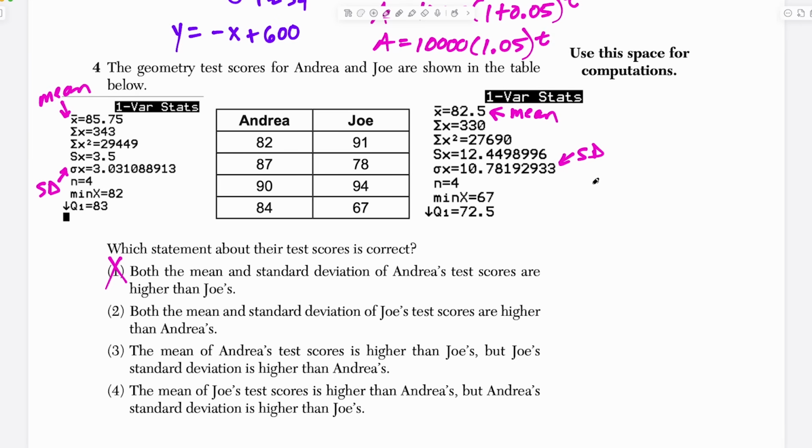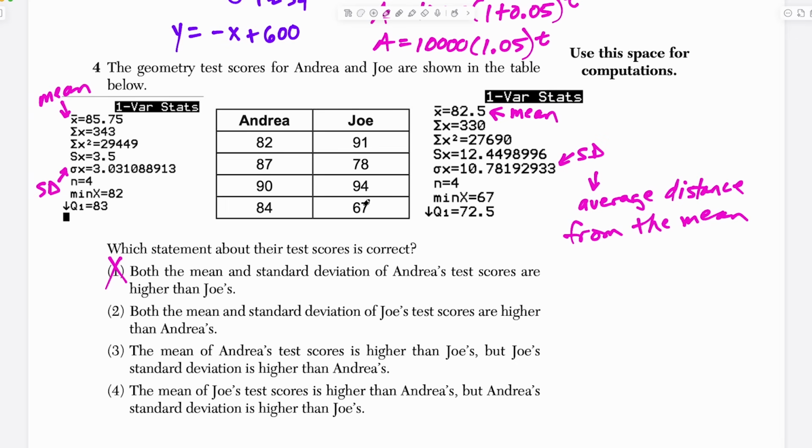And just know a standard deviation is the average distance from the mean. Okay, so if we see here, the mean is 82.5. If we were to do 91 minus 82.5, 78 minus this, but we take the absolute value of it, 94 minus 82.5, and then 82.5 minus 67, and we add those four values up and take the average, that's how we would actually calculate standard deviation by hand without the calculator.